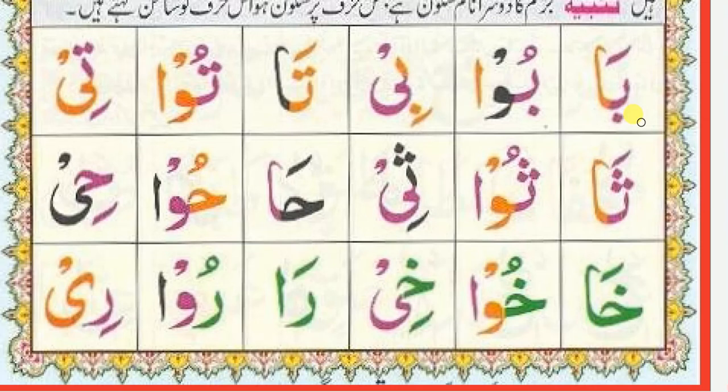Like you can see, ba alif zabar ba, ba waw pesh bu, ba ya zair bi. Now we will say the sounds: ba, bu, bi.